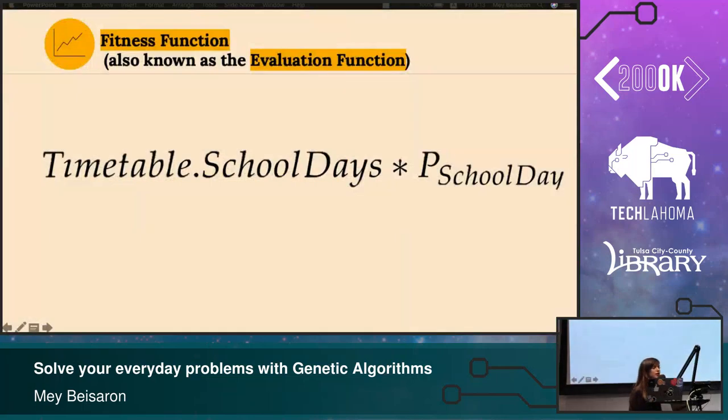Let's start with the easiest constraint: the number of days I have to be in school or in college. I multiply it with the penalty. If I have more days, I will get a higher grade. This is the way a penalty worked for me, and that's why it was easier for me to say a lower grade is a better grade.